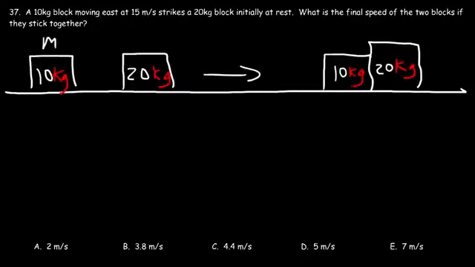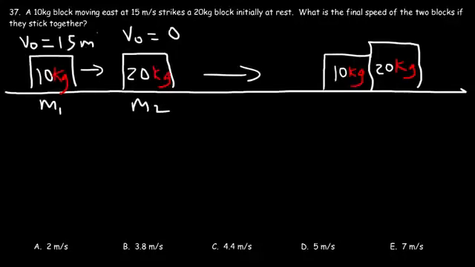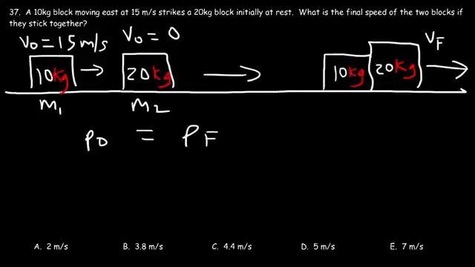So this is going to be m1, m2. Actually, let me put this here. Now m2 is initially at rest, so it's not moving. m1 is moving with an initial speed of 15 meters per second. And our goal is to find the final speed. If they stick together, the speed will be the same. Now, during any collision, momentum is conserved. So the initial momentum is equal to the final momentum.